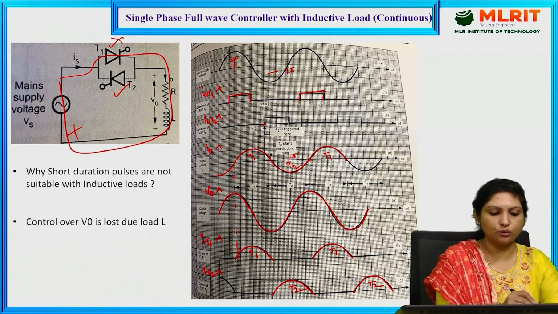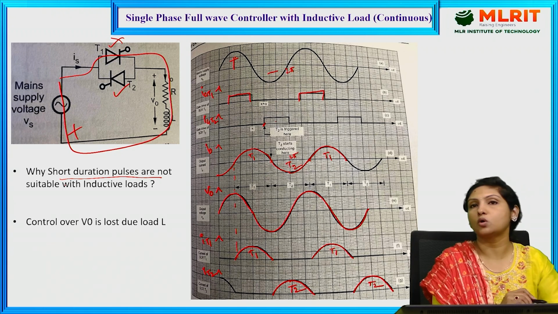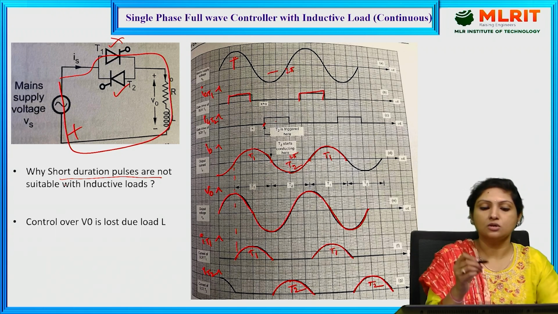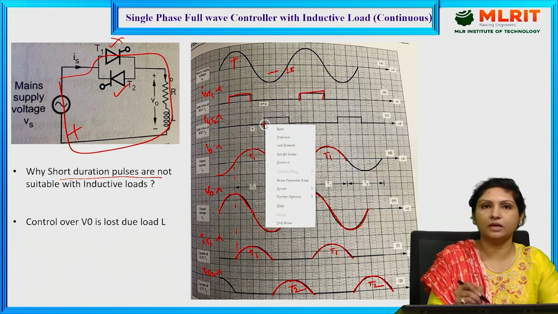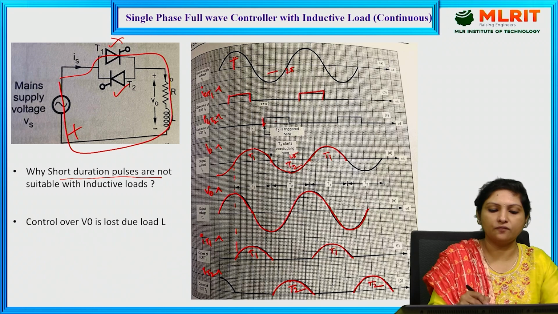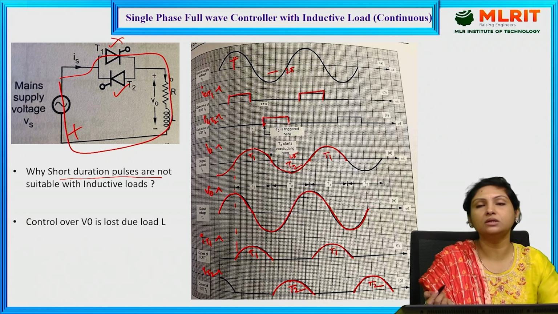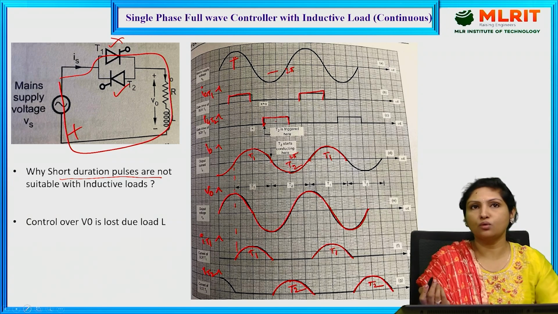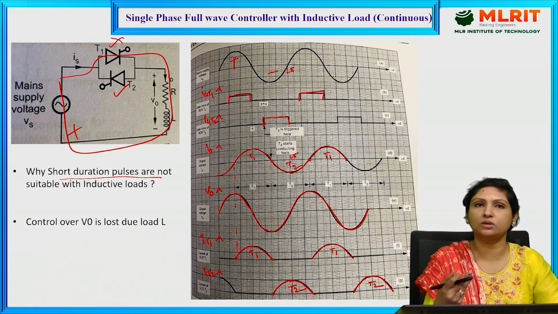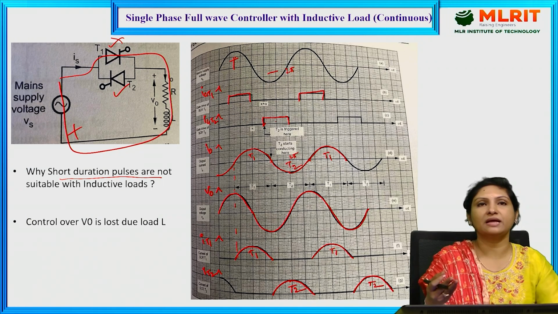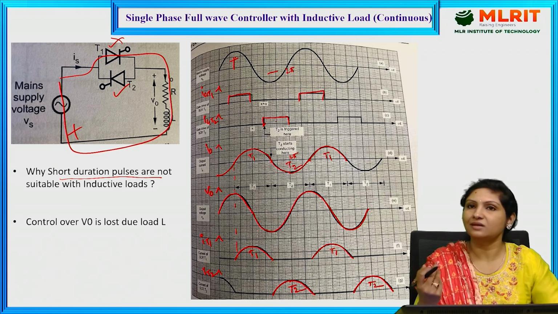As I told you, short-duration triggering pulses are not suitable for inductive loads. So we make use of a large width of triggering pulse, or long duration triggering pulse. We never know when thyristor 1 gets turned off, so we need to be ready with the triggering pulse for thyristor 2. Once the energy stored in the inductor is completely zero, at that instant we can trigger thyristor 2.